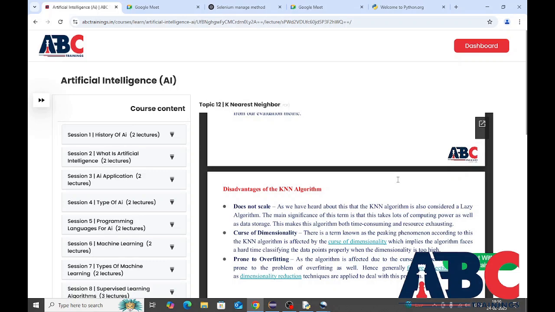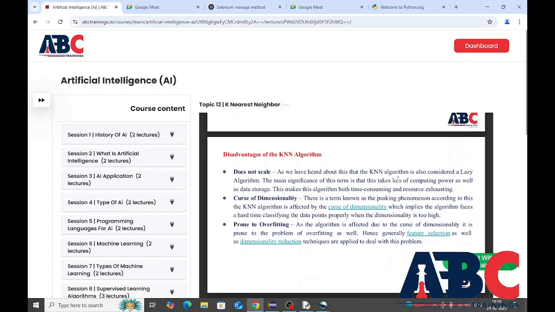The next point is disadvantages of the KNN algorithm. First is that it does not scale. As we have heard, the KNN algorithm is also considered a lazy algorithm. The main significance of this term is that it takes a lot of computing power as well as data storage. This makes this algorithm both time consuming and resource exhausting.